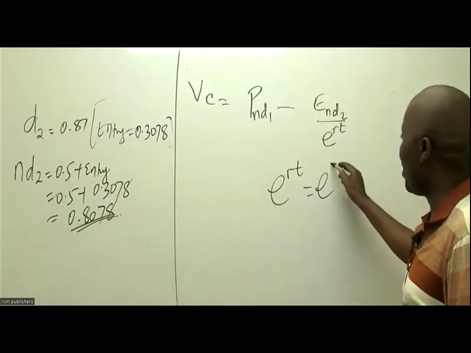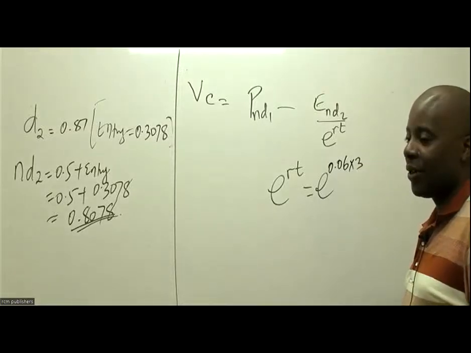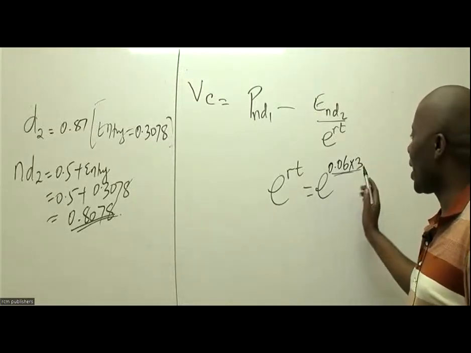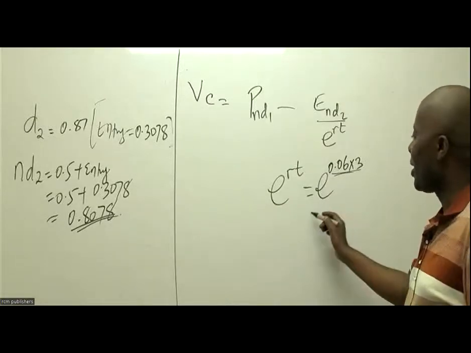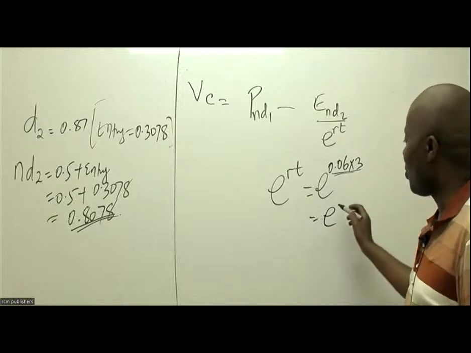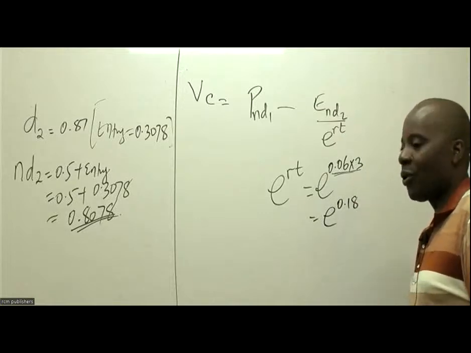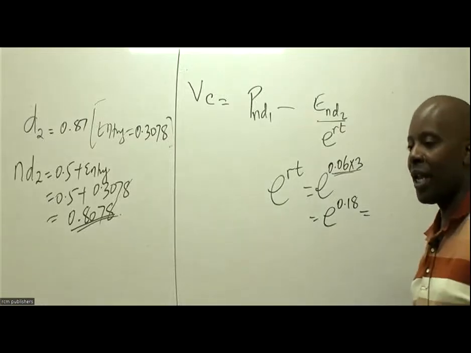0.06. Thank you so much. How about the time? 3 years. Could you kindly multiply this for me? And this will be E raised to this times this. It gives me what figure? 0.18, like that. So then I should be able to get this E raised to 0.18.